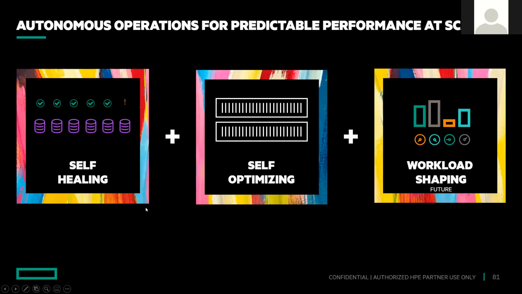We have the self-healing, the self-optimizing. You have to do the optimization, but we're giving the recommendations already. In the future, it will be self-optimizing and self-healing itself. And in the future, where HPE is going is workload shaping, so that they get more insights, not only about the infrastructure, but also the workload on top of it.